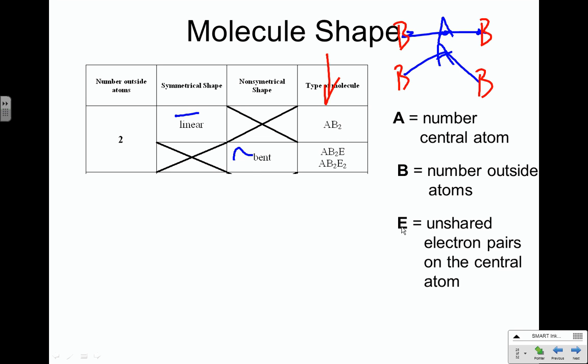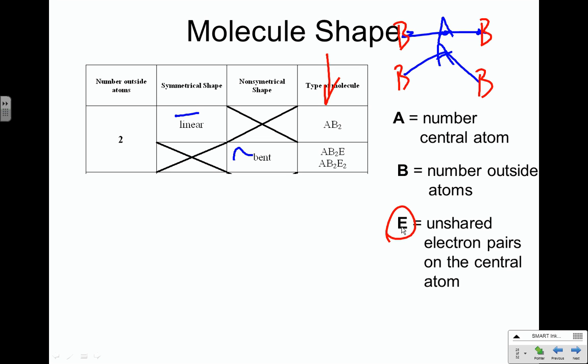After this, I'm not going to talk about it as a type of molecule. I'm just going to say, what's the cheat code say? Well, every one of these cheat codes is an AB2. Now, what's different is some of them have an E as well. What E stands for is unshared electron pairs on the center atom.